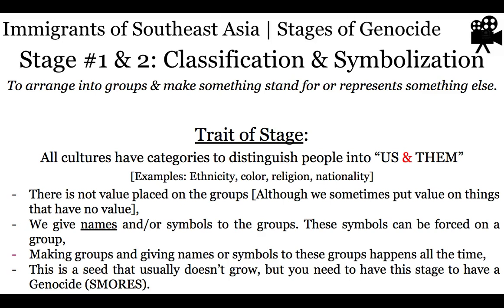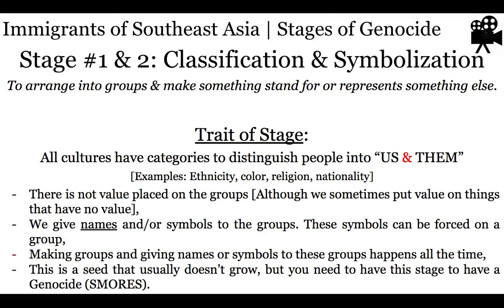The trait of this stage of genocide is all cultures have categories to distinguish people into us and them. We just have groups. It could be white people or black people. It could be Jews or Muslims or atheists or whatever. It could be Canadians. It could be Americans. It could be Ghanaians. We just have groups. It doesn't mean one is better than the other. We just have groups. So there is no value placed on these groups, although sometimes we do.